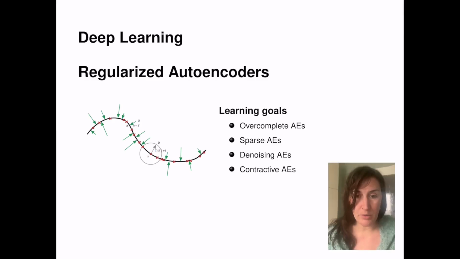This lecture is about regularized autoencoders. We will shortly introduce overcomplete autoencoders and then talk about different kinds of regularized autoencoders, specifically sparse autoencoders, denoising autoencoders, and contractive autoencoders.